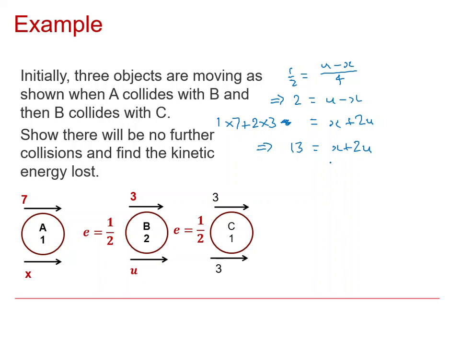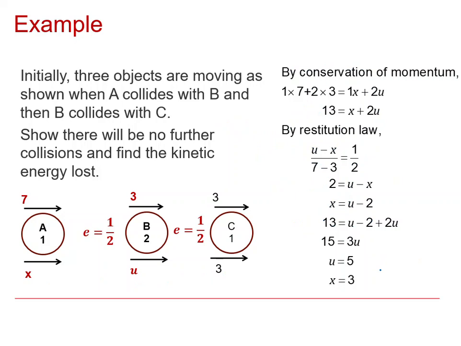Now we're set up to solve those two equations. So if we make the first one tell us that x is equal to u minus 2, then we can substitute into this new equation and say that we've got u minus 2 plus 2u, so that will tell us that 15 is equal to 3u, so therefore u is equal to 5. And on that basis, if we go back to this equation, x will be equal to 3. So that means we've decided what happens in the first collision. We can now draw up the x as a 3 and the u as a 5 and consider what happens with the second collision.